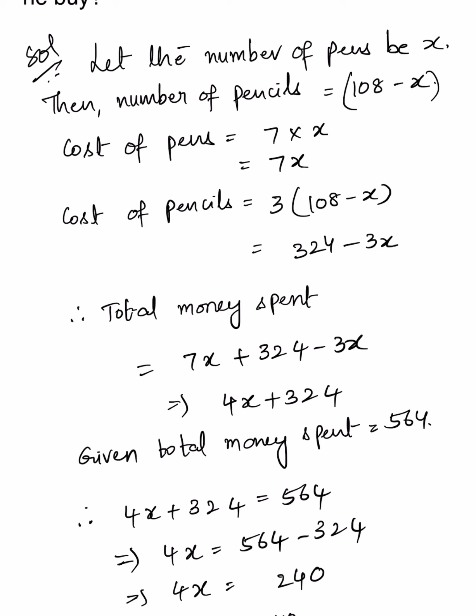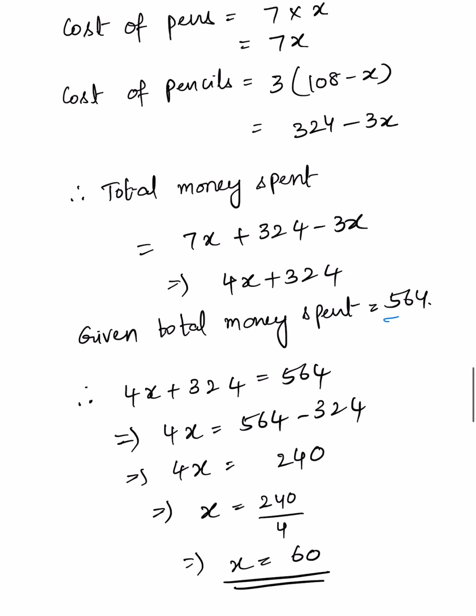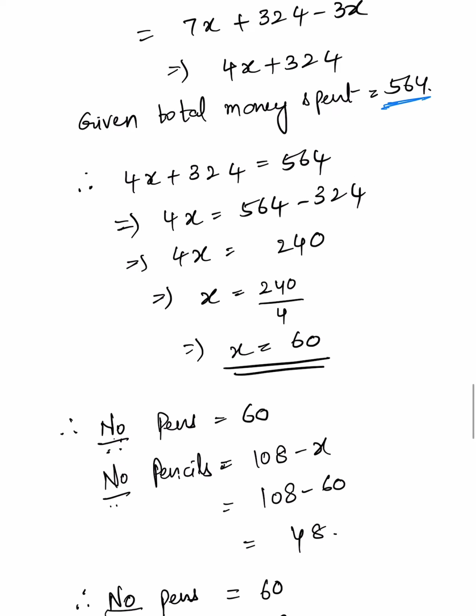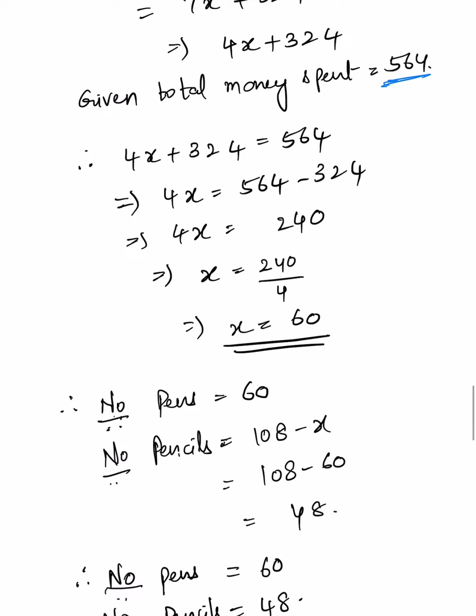But the given total money spent is equal to 564. If we equate these two, 4x plus 324 equal to 564. 4x equal to 564 minus 324. 4x equal to 240. x equal to 240 by 4. x equal to 60. Therefore the number of pens is 60.